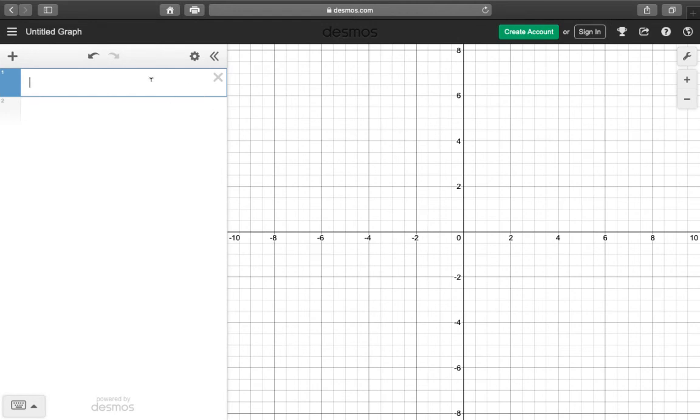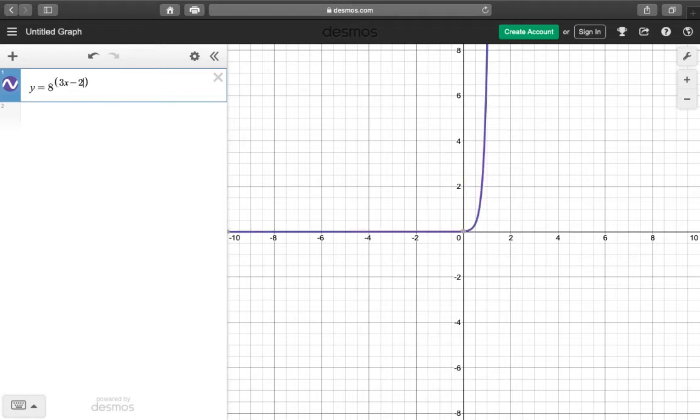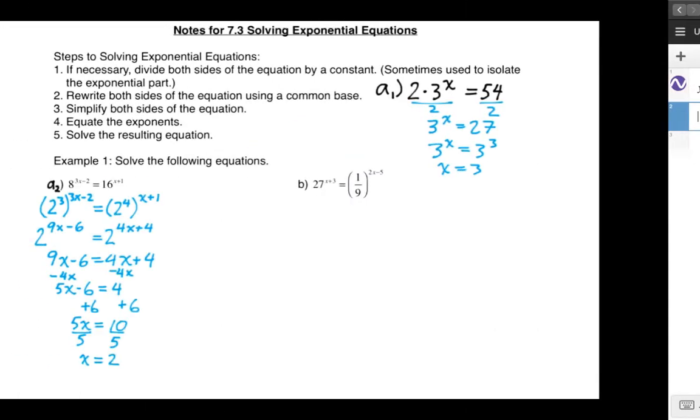So I go in here and I put in y equals 8 to the 3x minus 2. Oh, now it booted me out of the exponent part of it. I still wanted to be, oh dear. Okay, so I guess what I need to do here is put this in brackets. So if I put this in brackets, the 3x minus 2, that whole thing needs to be the exponent. Okay, fantastic.